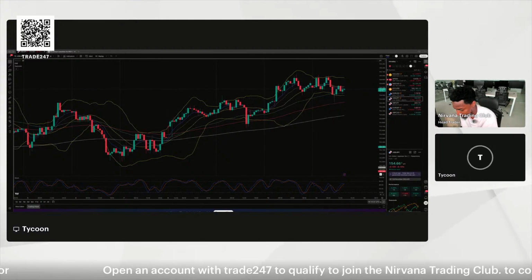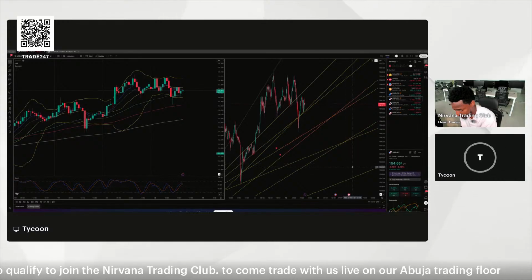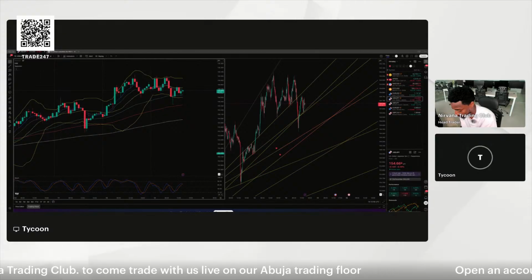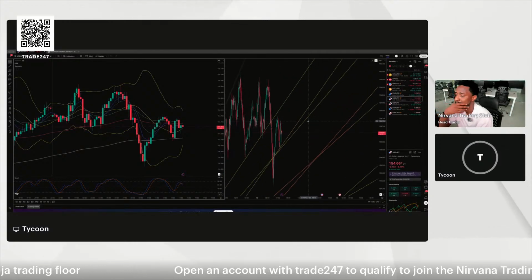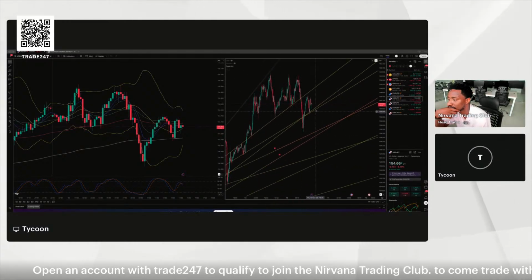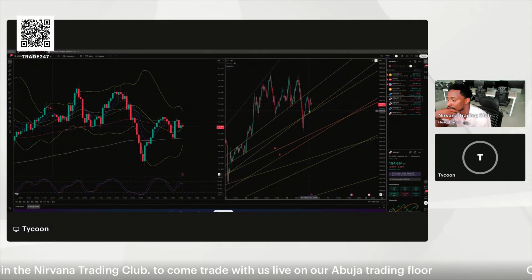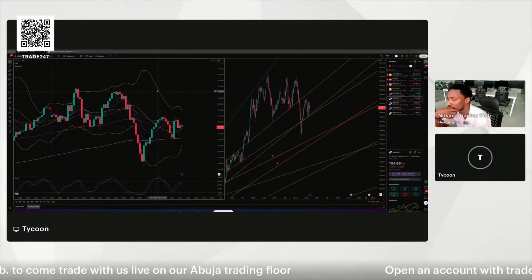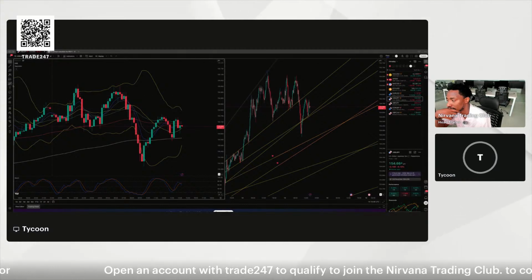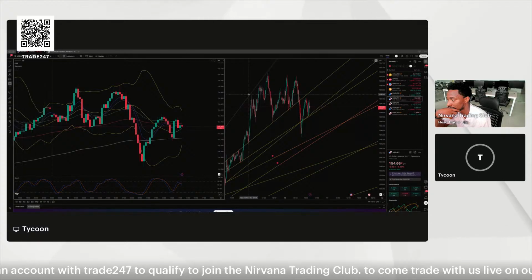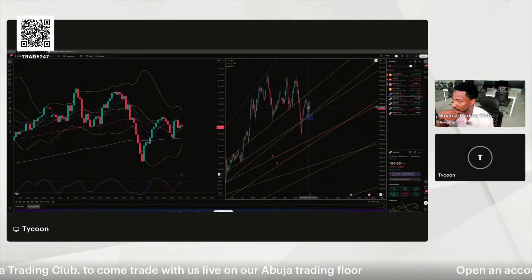Rejection here. Interestingly, if you look at the Fibonacci fan here, we can see that price actually dropped to this very important point. Price dropped to this important point right here. Let me mark it for you guys. Right here. And it gave a sharp rally.